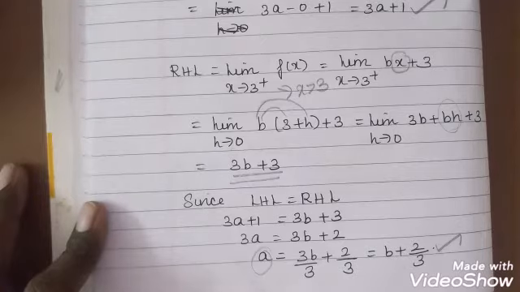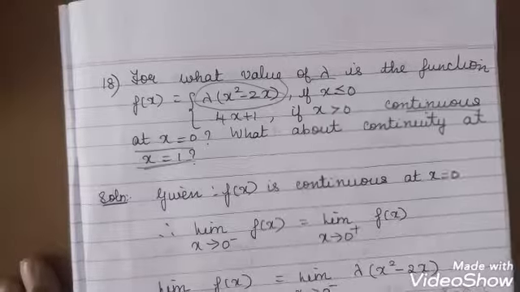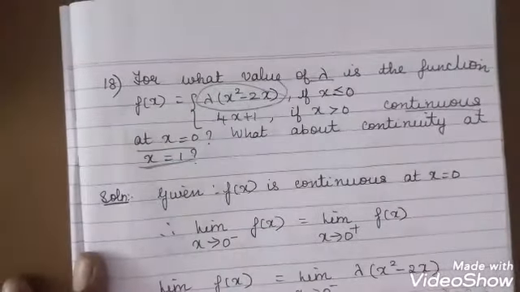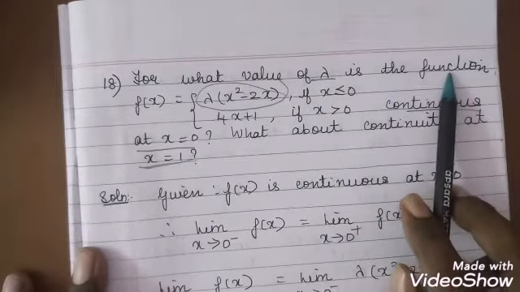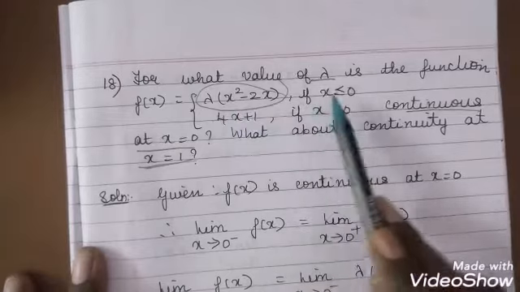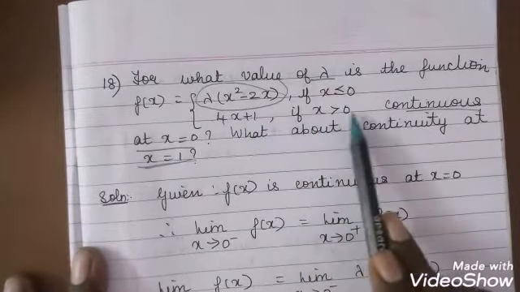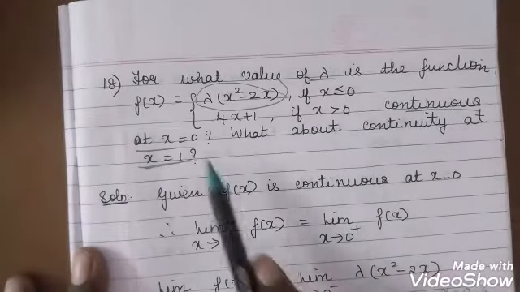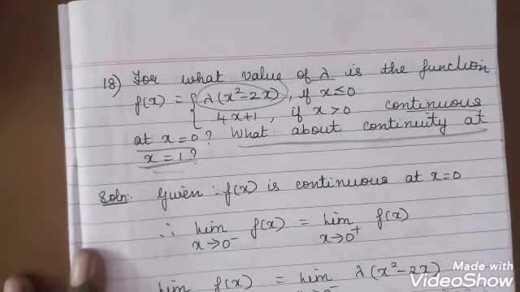Another important question, it's only a 4-mark question. The 18th question, another important one here. For what value of lambda is the function f of x equal to lambda into x squared minus 2x if x is less than or equal to 0, and 4x plus 1 if x is greater than 0, continuous at x equals 0? What about the continuity at x equals 1?